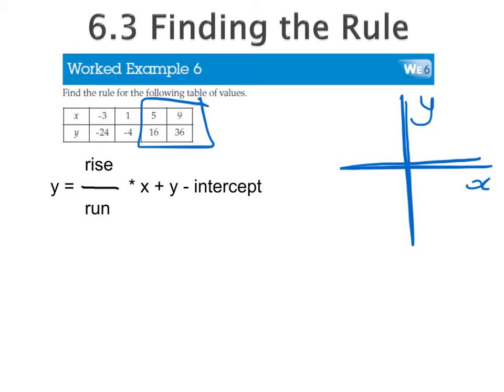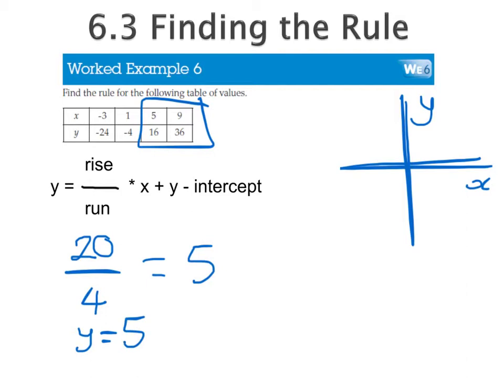If I do my rise first, I've got 36 take away 16, which gives me an answer of 20. Then for the run, I'm doing 9 take away 5, which gives me an answer of 4. So my rise over my run, my gradient, equals 5. So now I have y equals 5x. If you look at this, it doesn't tell us what our y-intercept is because there's no x equals 0. So we need to figure that one out ourselves, but it's pretty straightforward to do.